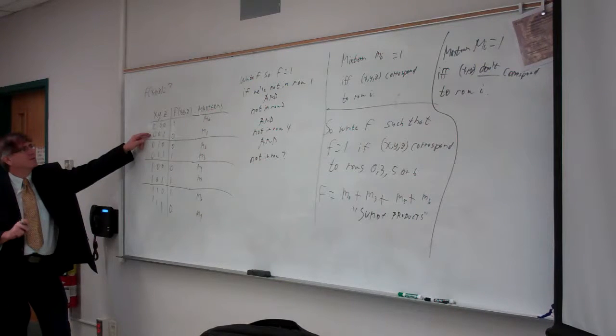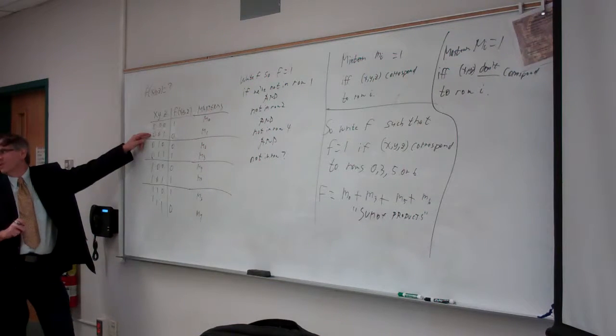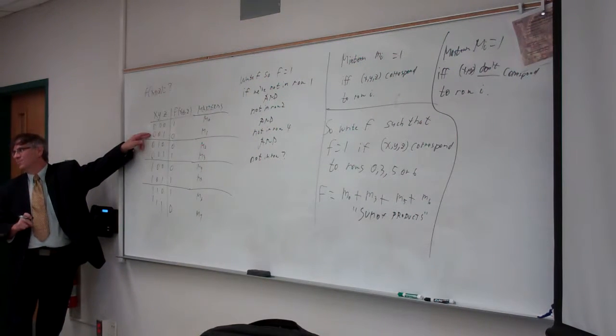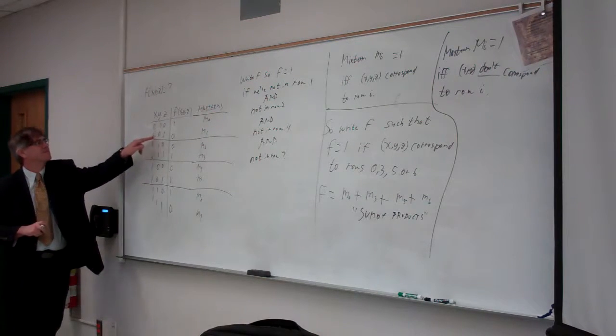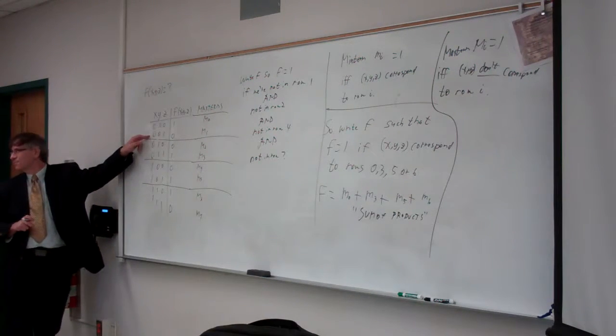So they're 1, 1, 0? That's one possibility. How about 1, 0, 1? That's not the same row. How about 0, 1, 1? That's not the same row. 0, 0, 0, that's not the same row. If any one of these is different from 0, 0, 1, we're in a different row.